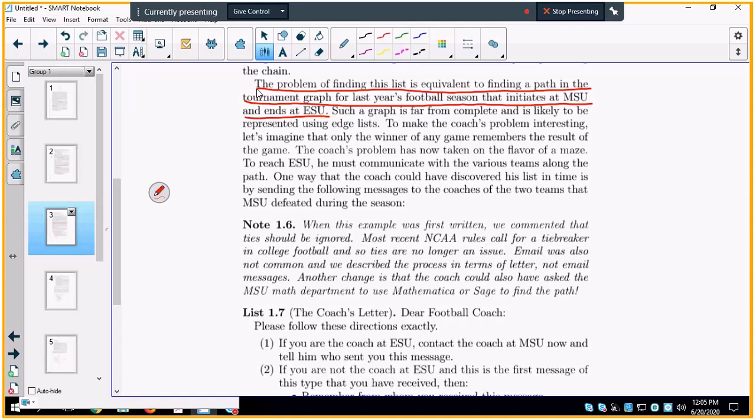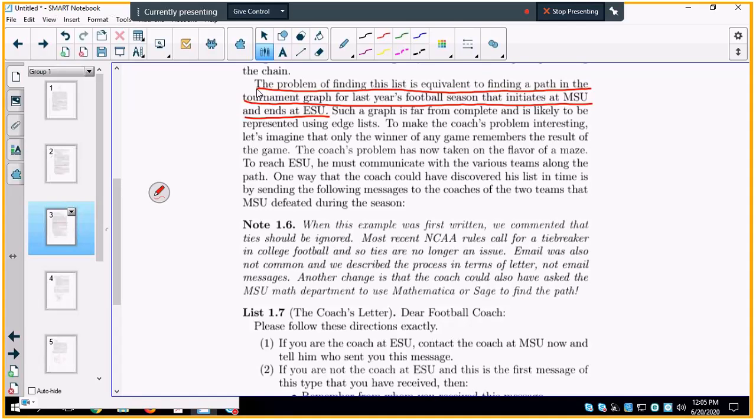So such a graph, we know, is far from complete. Let's remind ourselves that in order for a graph to be complete, there would have to be edges between all of the vertices. So since the graph is clearly not complete because not all of the teams compete with each other, it's likely to be represented using an edge list as opposed to adjacency matrices, which again we talked about in the previous lecture.